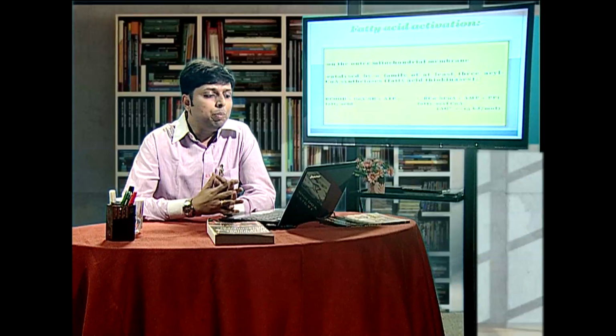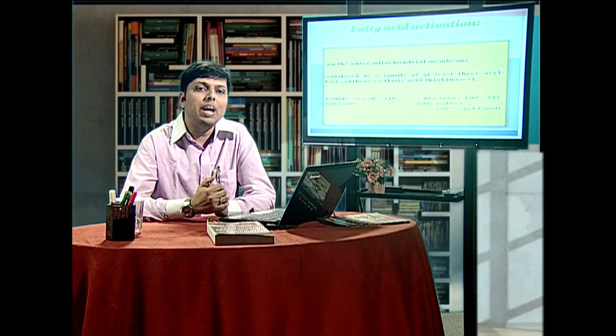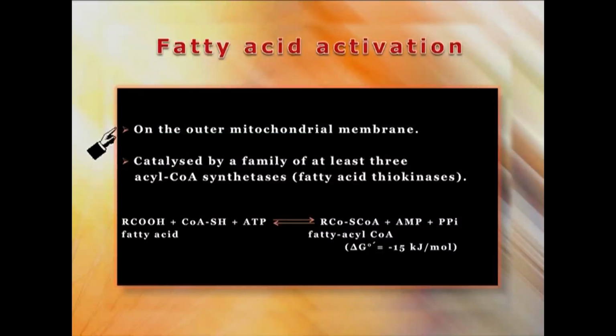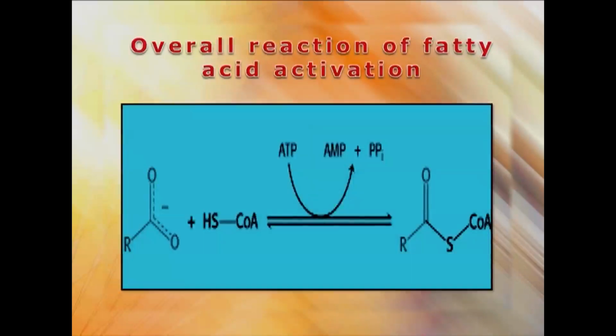Now, prior to beta oxidation, the fatty acids have to be activated. The activation of fatty acids takes place on the outer mitochondrial membrane, and the enzyme responsible is known as the fatty acyl-CoA synthetase. This particular slide will show you how fatty acid reacts with coenzyme A with the participation of ATP, releasing AMP, PPi and fatty acyl-CoA.